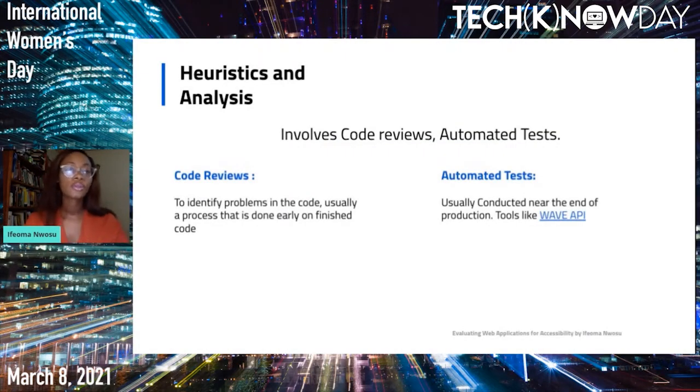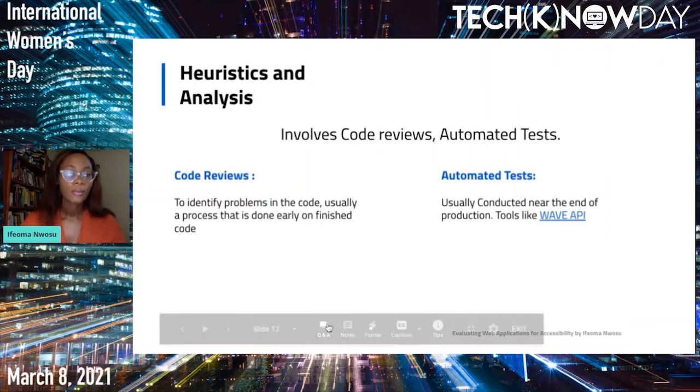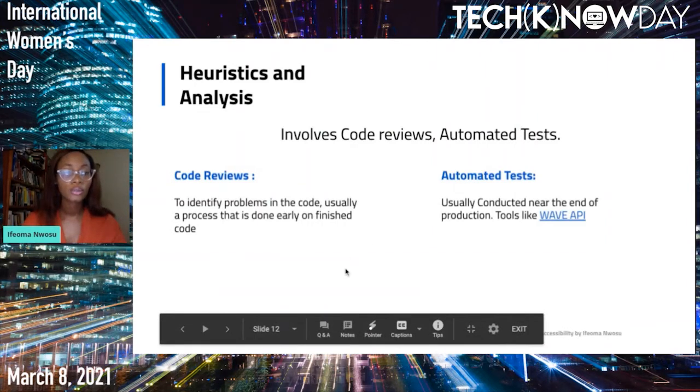And we have the heuristics and analysis. It involves a set of modes of testing. This is where we have the automated testing. It involves code reviews and automated tests.